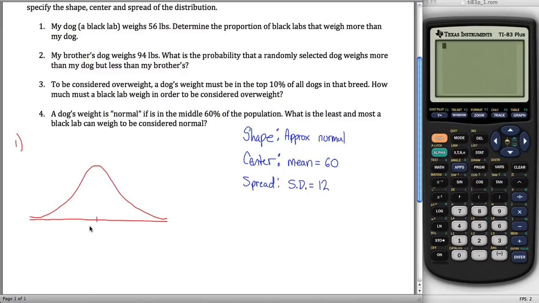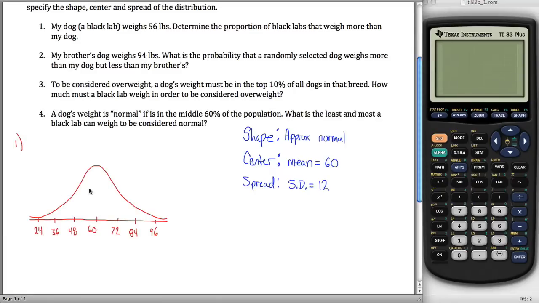So in our picture, we got 60 in the middle, because that's the mean. And then we can kind of count out by 3 standard deviations. So if you go up 1 standard deviation, you get to 72. You go up another one, you'll get to 84. And up a third one, you'll get to 96. And similarly, if you go down 3 standard deviations, 60 minus 12 is 48. Minus 12 more is 36. And minus 12 more is 24.